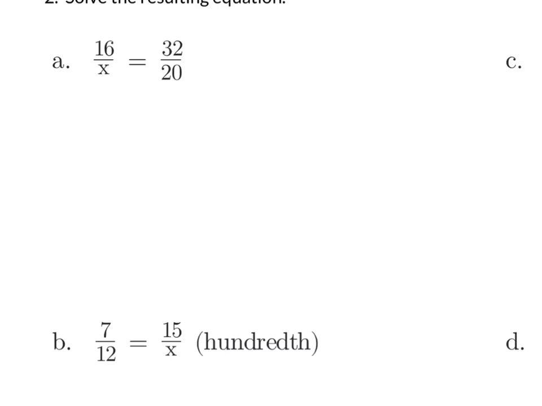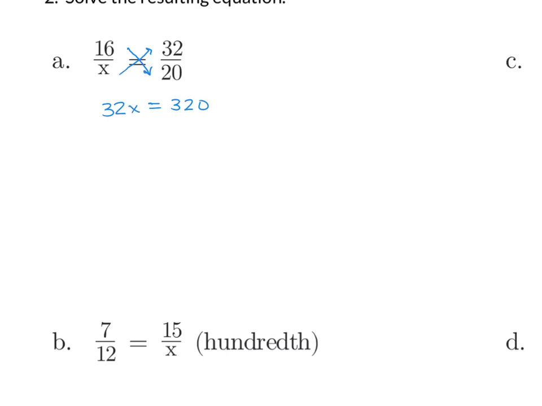So if we cross multiply, one thing to note, it doesn't matter what order you do this in. I always start with multiplying my variable. So I'm going to multiply x times 32. We get 32x. I'm going to multiply 16 times 20. 16 times 20 is 320.